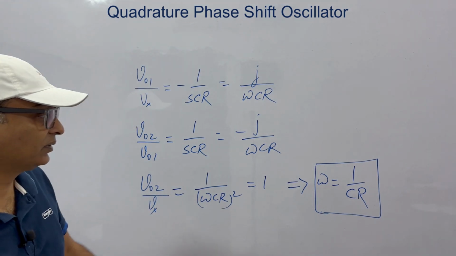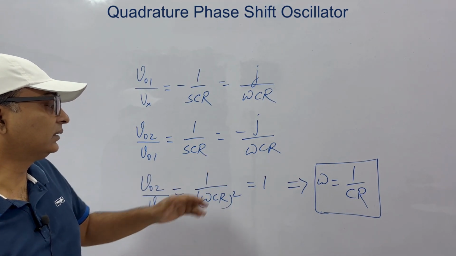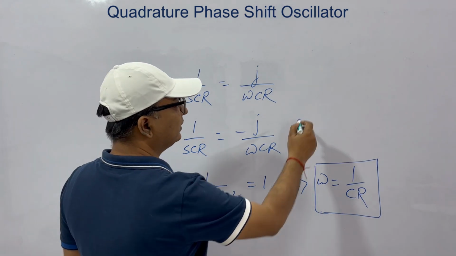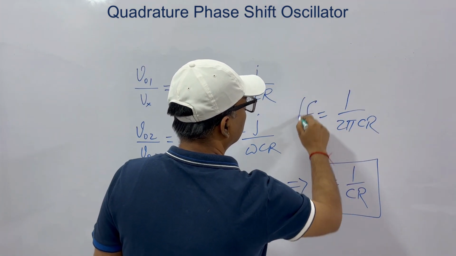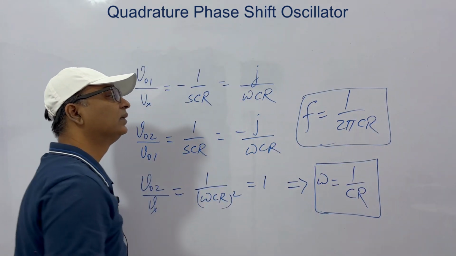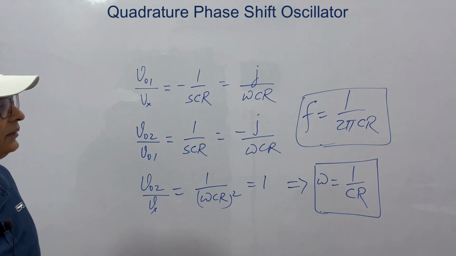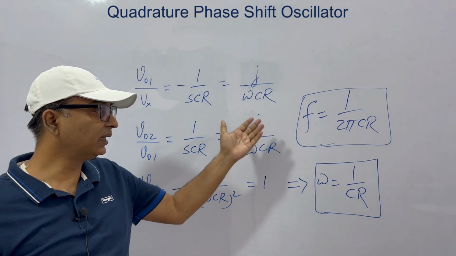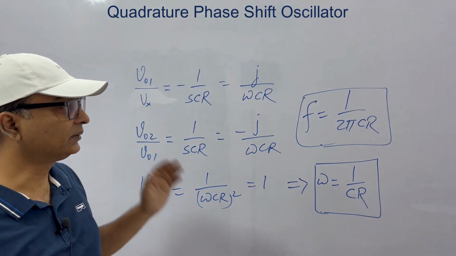This is the frequency, angular frequency. So omega is 2 pi f. You can put f equal to 1 by 2 pi CR. This is the frequency. I am writing it here. f is 1 by 2 pi CR. So this is the frequency of the complete oscillator. Clear? So if you are given C and R, you can find the value of frequency of oscillation.